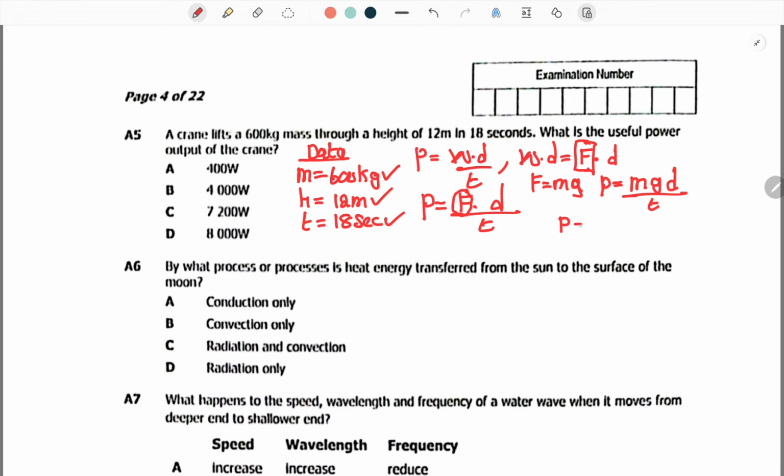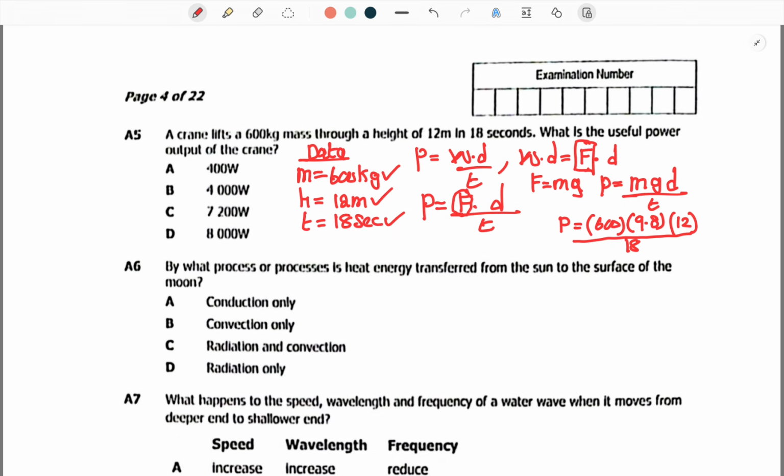So now we can put in, so power is going to equal, what is our mass? It is 600. Then what is our gravitational field strength? It's 9.8. Our distance we were given, 12 meters, over time is 18. So let's try to punch that. So this is going to be 600 multiplied by 9.8, and then multiplied by 12, then divide by 18. Okay, so we are simply getting 3920.